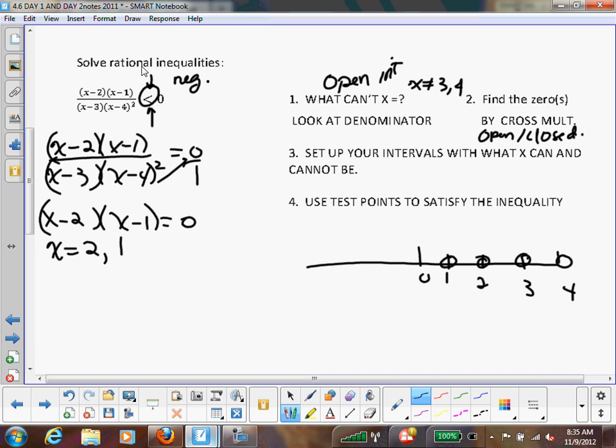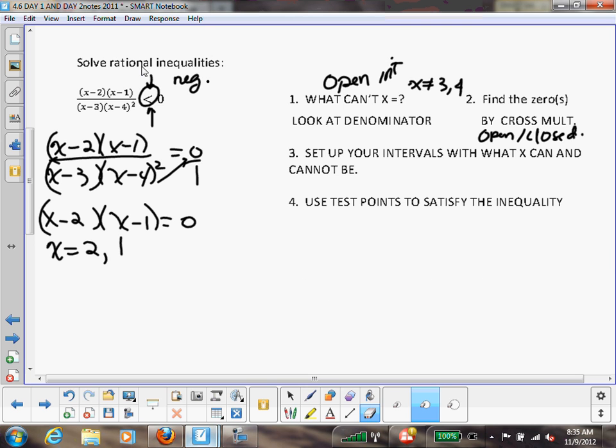Okay, all right, so now here's our problem. We set up our intervals about what x can and cannot be. That's this step right here. So use the test points to figure out where we're going to find answers that will work. Okay, I'm going to make this bigger because this is kind of small.